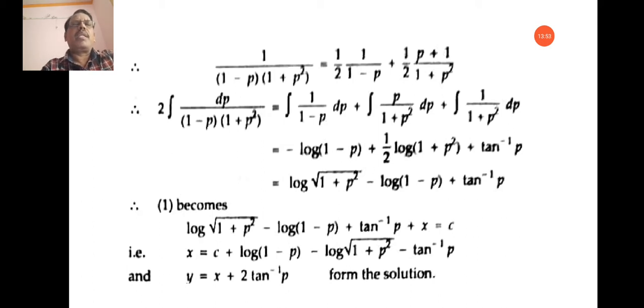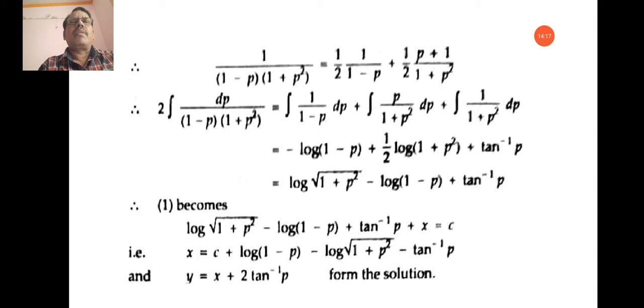So here P cannot be eliminated between the given equation and the obtained equation. So x is equal to C plus log of 1 minus P minus log of root of 1 plus P square minus tan inverse of P, and y is equal to x plus 2 tan inverse of P are the solutions of the given differential equation.